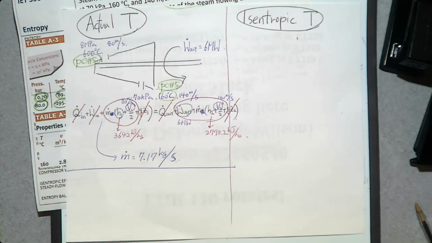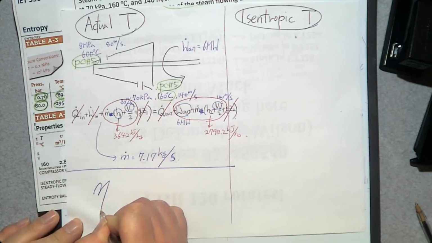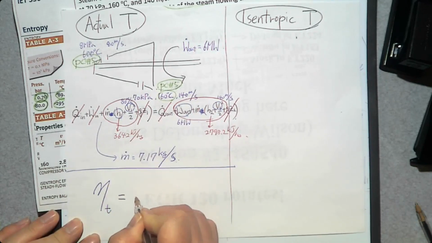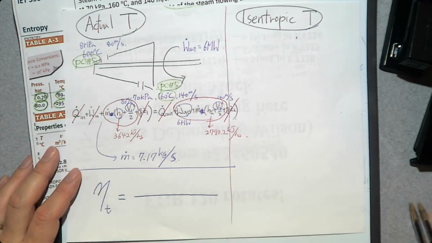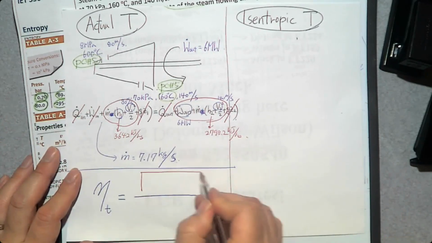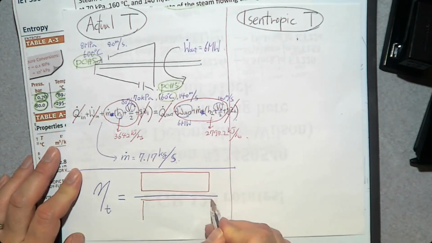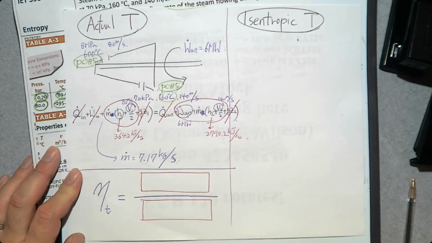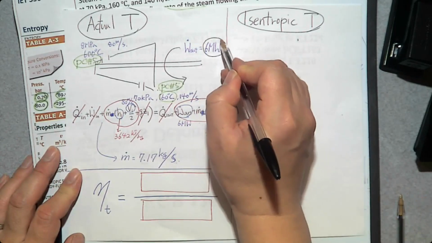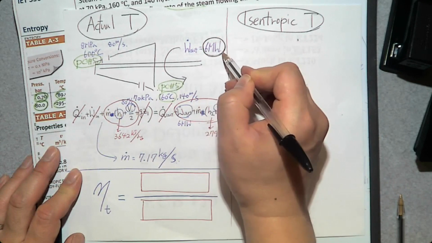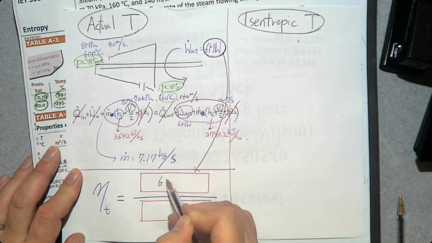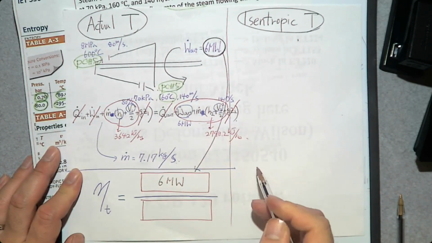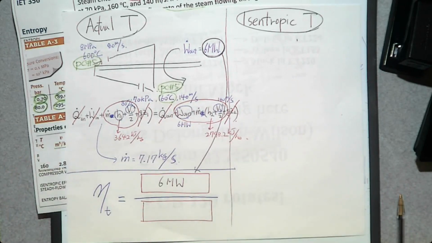The isentropic turbine. So the isentropic efficiency that we want to calculate for the turbine can be determined by the power produced by the actual turbine divided by the power produced by the isentropic turbine. We already know how much power this actual turbine produces: 6 megawatt. So we just need to find how much power this one produces, to go in the denominator, right?